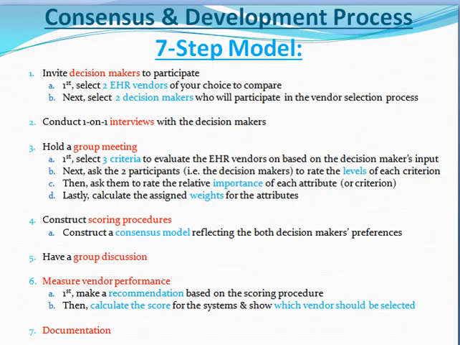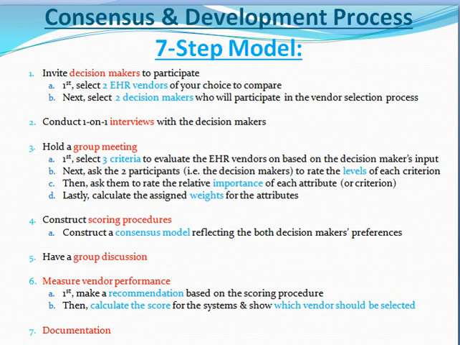To reach a consensus, a 7-step process must be undertaken. This includes inviting decision makers, which includes selecting 2 vendors to compare, and then choosing 2 decision makers who will participate in your vendor selection process. Then you conduct a one-on-one interview with each decision maker.